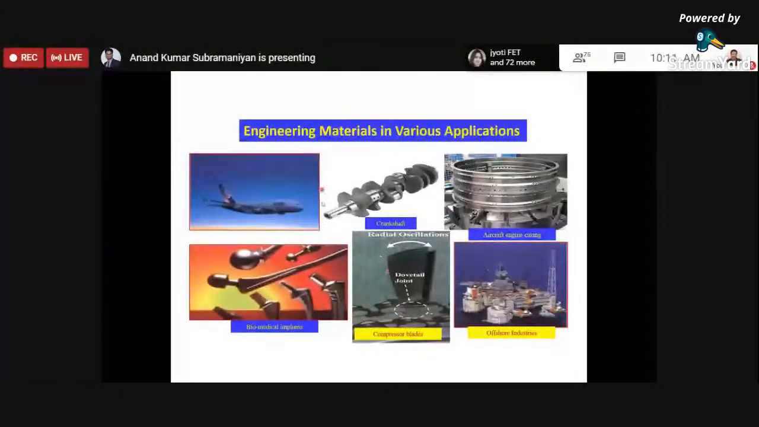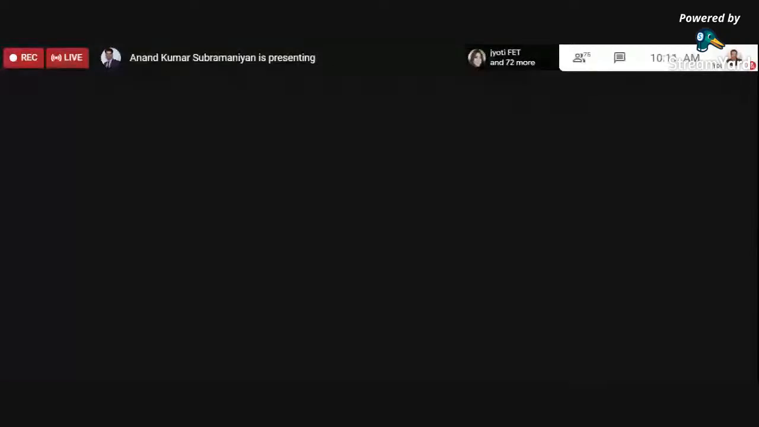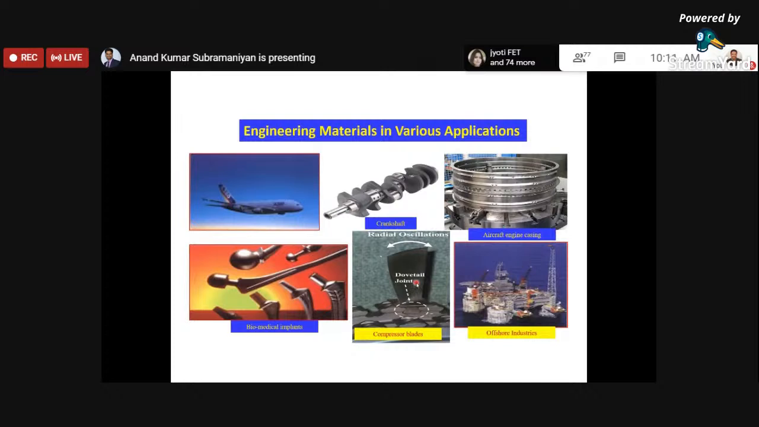And most of the engineering materials are used in various applications. It could be in aerospace or in an automobile, where this crankshaft is being used. And this is a casing used in an aircraft engine, and for example in biomedical implants, right? This is again an aerospace engine component where you have a compressor blade attached to your disc, and even in an offshore industry.